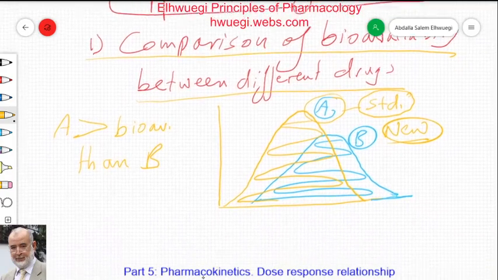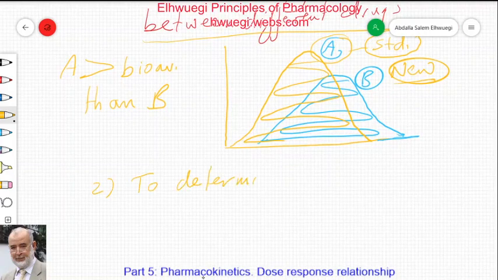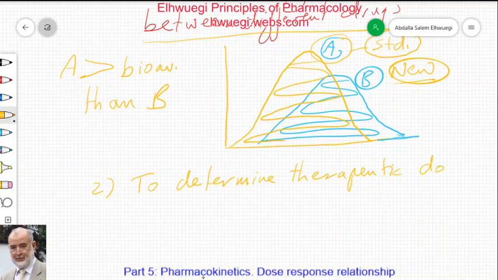A second important application is to determine the therapeutic dose. Which dose should be used to produce a therapeutic effect?